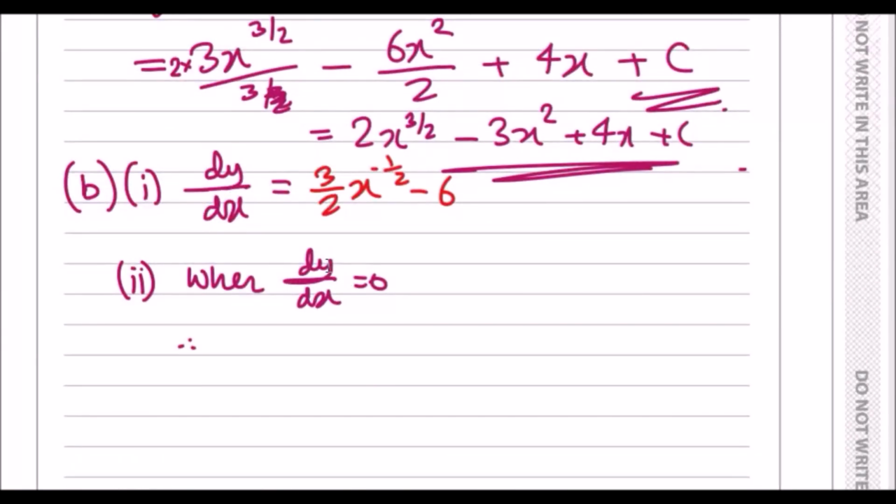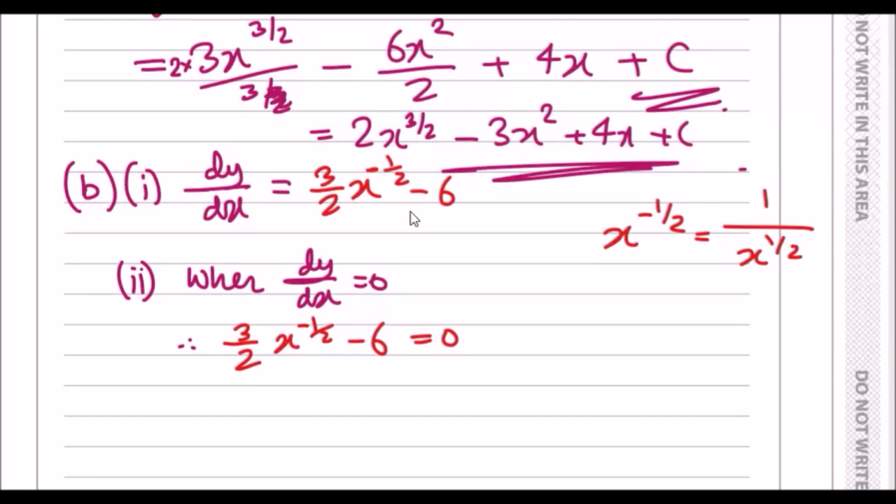So we just say, all right, when dy dx is 0, basically equate this whole equation to 0. And oh yeah, let's convert this to its nice form. So 3/2x to the power negative half minus 6 equals 0. X to the negative half. So remember, when you got a negative sign, it means reciprocal. So it means 1/x to the half. And we know x to the half is the square root of x. So 1/root x.